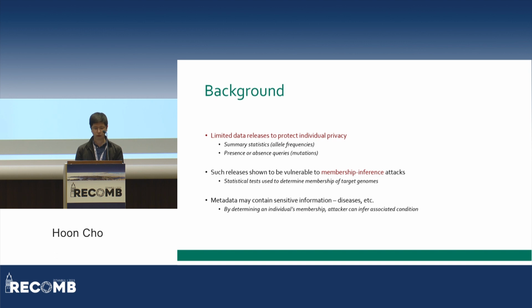One common strategy to protect individual privacy in these settings is to limit the type of information that is shared. So for instance, there are these public databases where we openly share only aggregate level genomic information, such as summary statistics, or simply presence or absence of different mutations in the cohort. However, even these limited forms of data sharing are known to be vulnerable to what's called membership inference attacks, where statistical tests are used to determine whether a given person's genome is included in the data set or not.